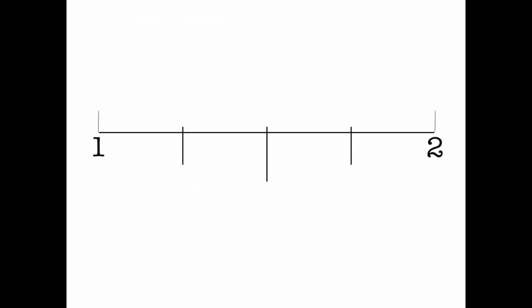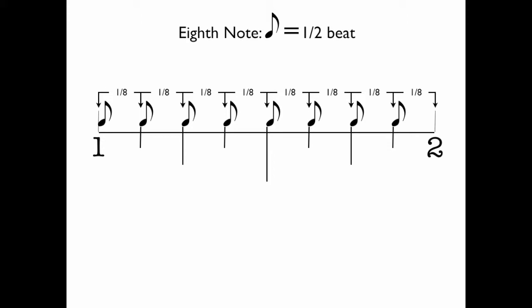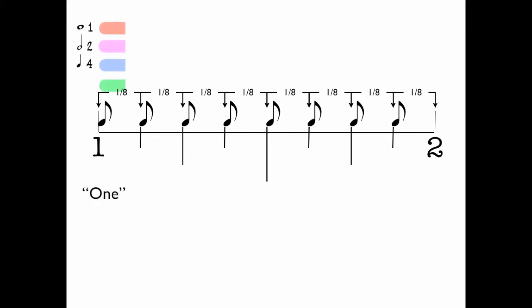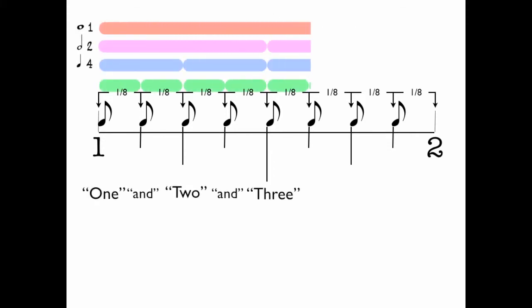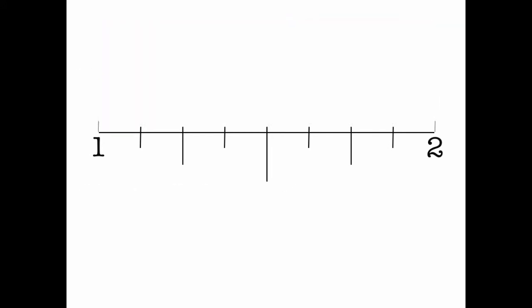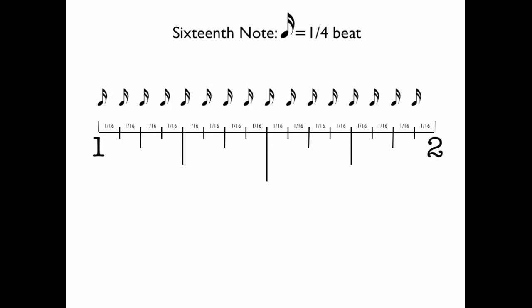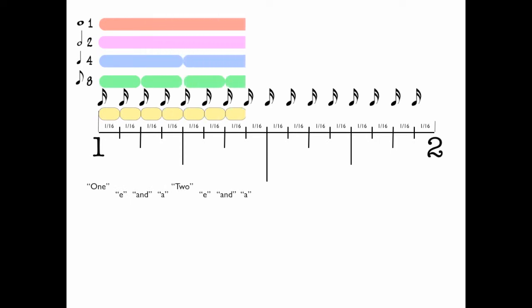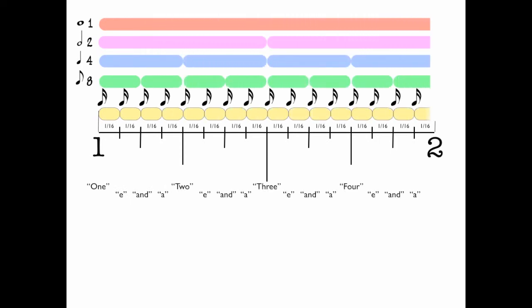Dividing each of the quarter notes gives us 8 equal-length eighth notes, counted using the word and. 1 and 2 and 3 and 4 and. Finally, splitting the eighth notes gives us 16 equal parts, or 16th notes, counted as E and A. 1 E and A, 2 E and A, 3 E and A, 4 E and A.